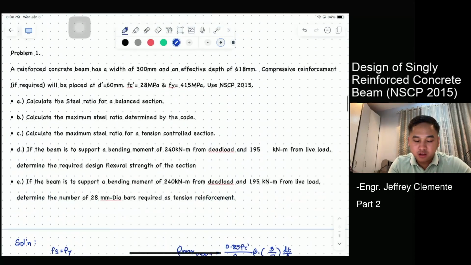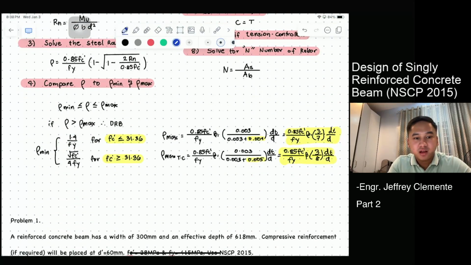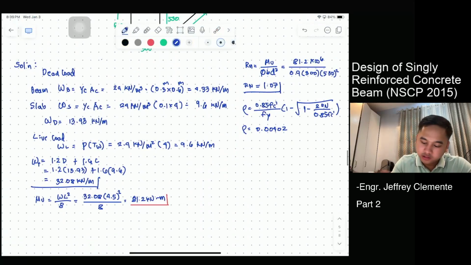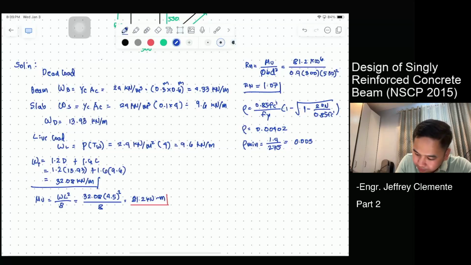In our previous video, we have 2 rho minimum. Ano ang gagamitin mo sa dalawa? Since ang Fc prime natin is 21, you have less than 31.36. So, the rho minimum is 1.4 over Fy. Usually, yun naman ginagamit. Di ba? So, check natin yung rho minimum. Ano ang rho minimum? 1.4 over Fy. Ang Fy is 275. So, ano ang magiging rho minimum? That is 0.00509. Which is greater? Therefore, rho is less than rho min.